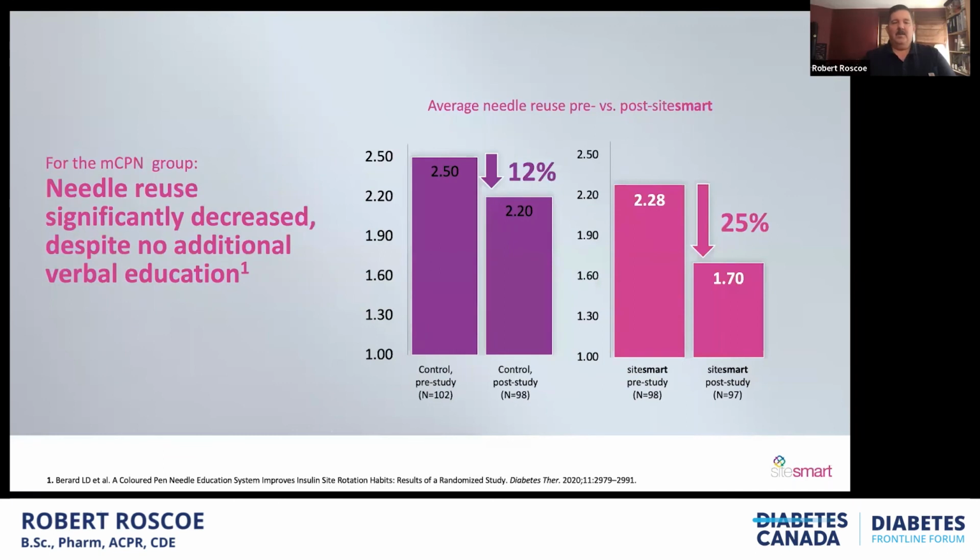Also, the tool talked about the reuse of needle tips. So just by looking at the information, we had a 25% reduction in the reuse of the needle tips among the people that used the tool.